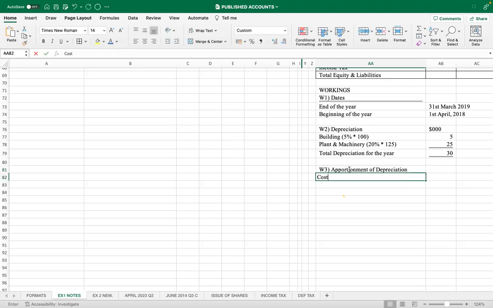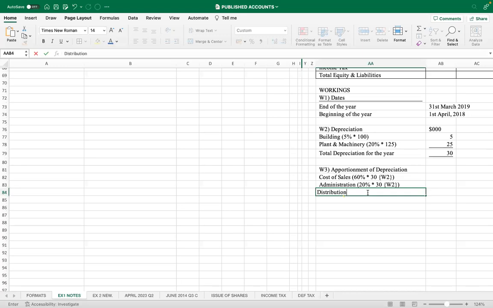So we have been told cost of sales accounts for 60%, times the depreciation, which is 30. So 30, remember, is working 2. Next, we have administration. Administration, we have been told it accounts for 20% times 30. Again, we know that as working 2. And then distribution also accounts for 20%. That is additional information 3. Again, it accounts for working 2.